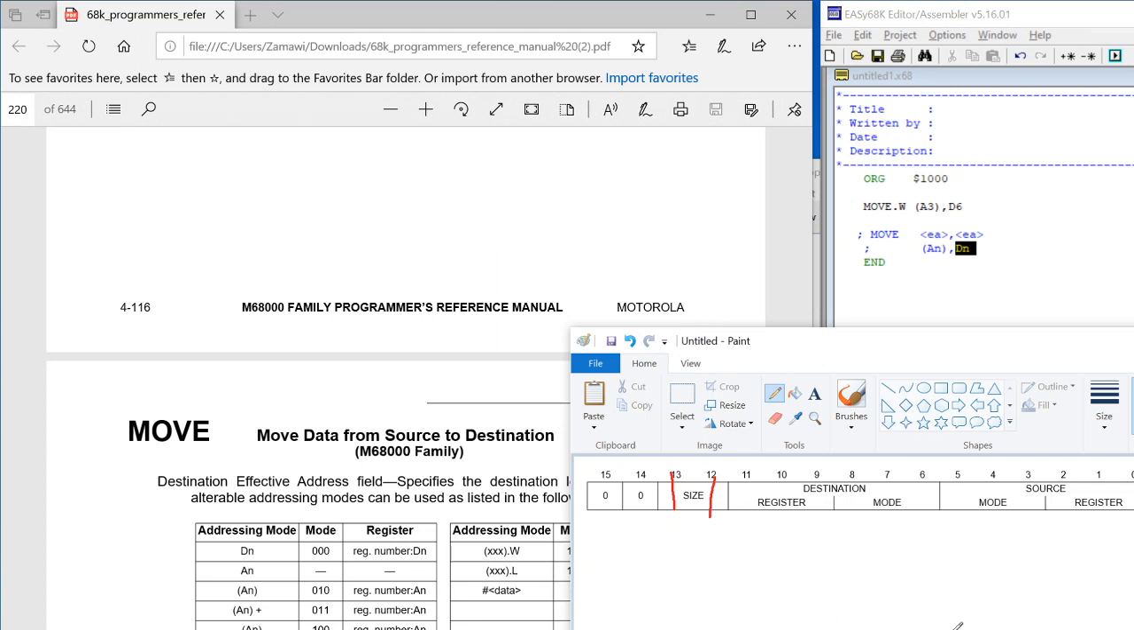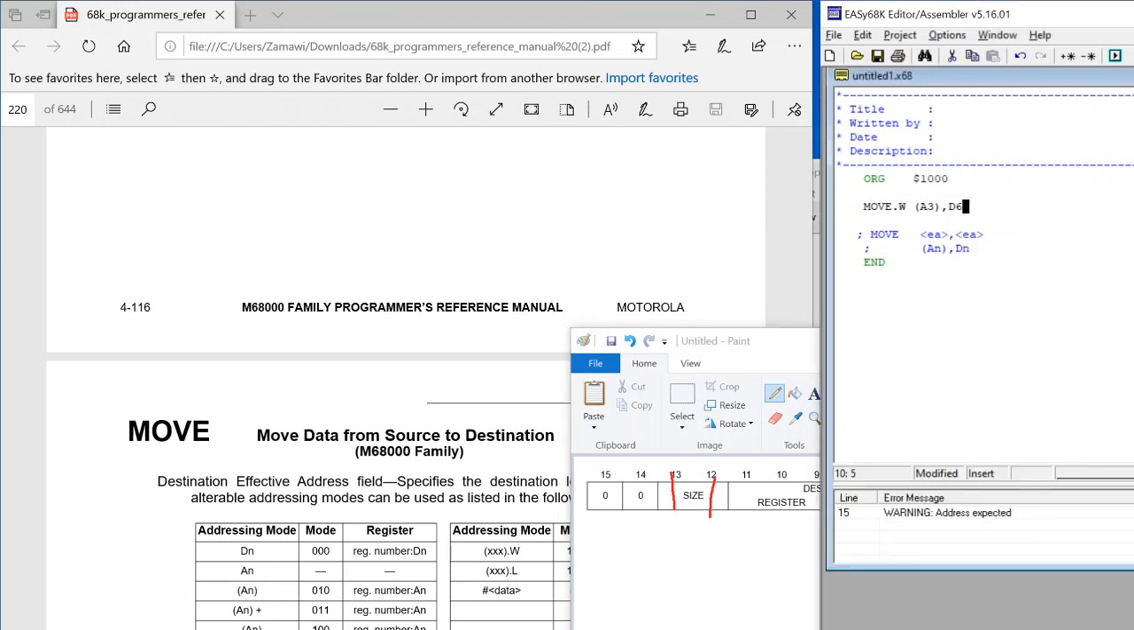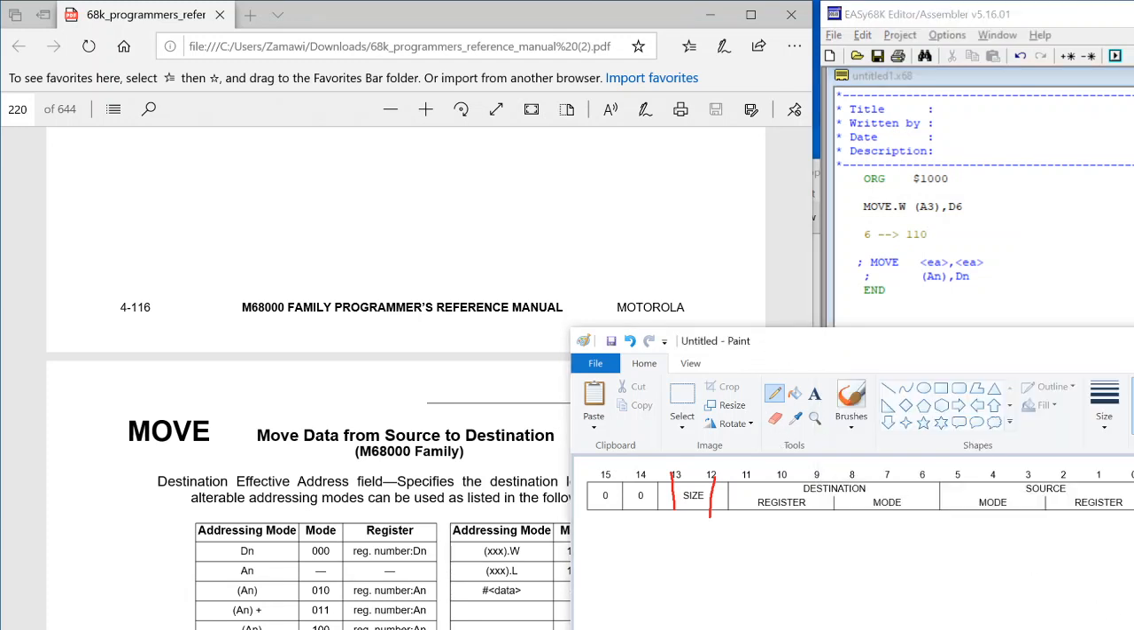Mode will be 000, and the register will be the register number. For example, that one is 6. Register number 6. So you have to convert 6 from decimal to binary. So 6 will be 110, right? 4 plus 2 is 6. So now you are going to put the register 110. Mode is 0, 0, 0, right?